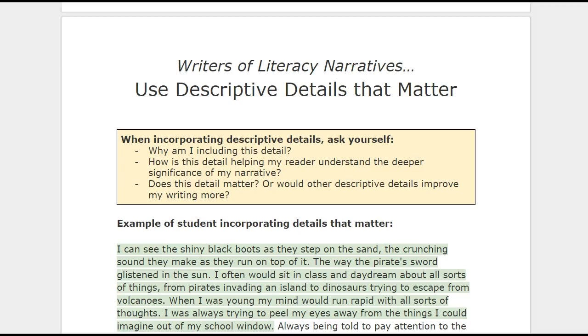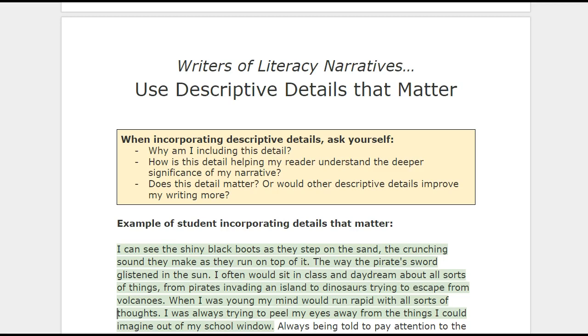Students, in this video, we'll explore how writers of literacy narratives use descriptive details that matter. We'll think about how descriptive details can help improve our writing and help convey the significance of our stories. When including descriptive details in your writing, ask yourself, why am I including these details?